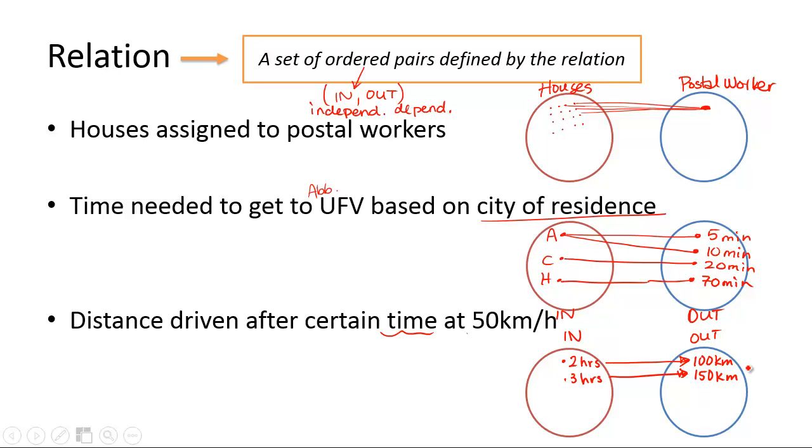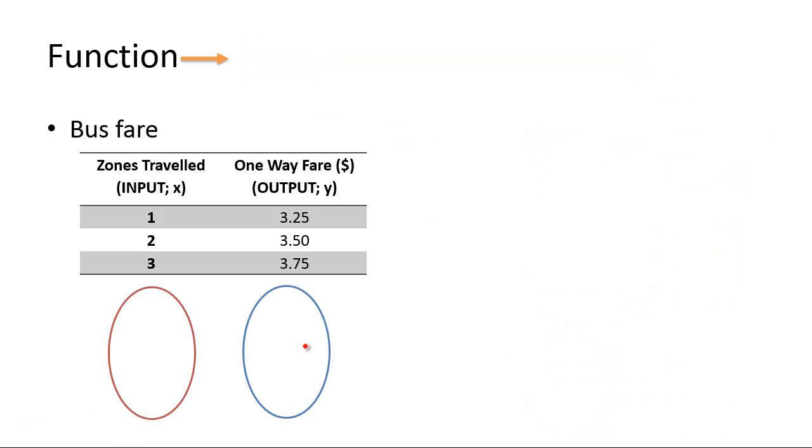Now these are all relations, but only some of them are functions. So you'll notice that when we define function, it defines something that can sort of be generalized. So if you look at the city of residence question, there's a problem here. There's a problem because a person from Abbotsford takes 5 minutes and another person from Abbotsford takes 10 minutes. So you cannot generalize that all people from Abbotsford take 5 minutes or 10 minutes. Do you see how that doesn't make sense? So a relation can still exist like this, but there is a problem with calling that a function.